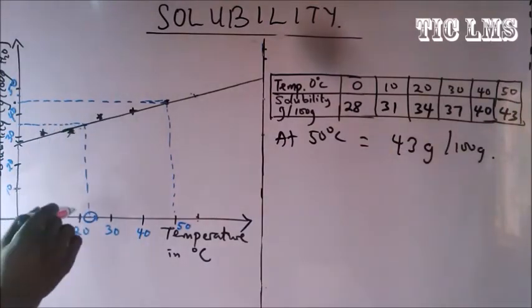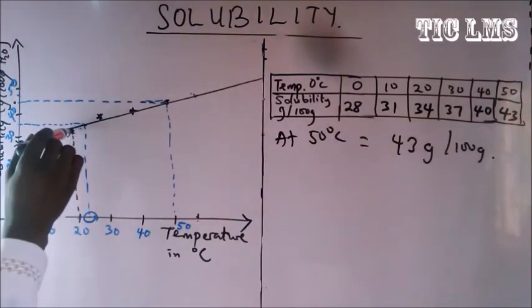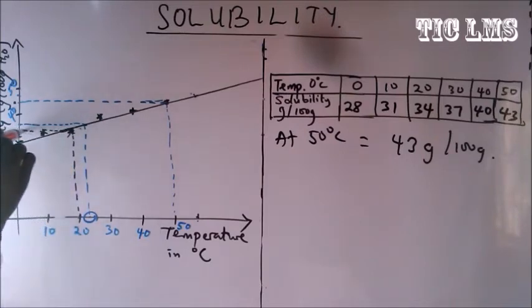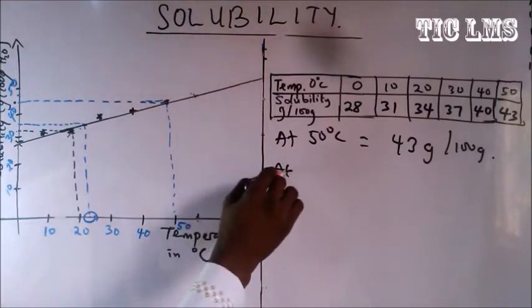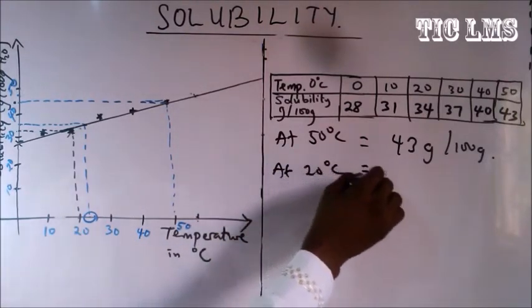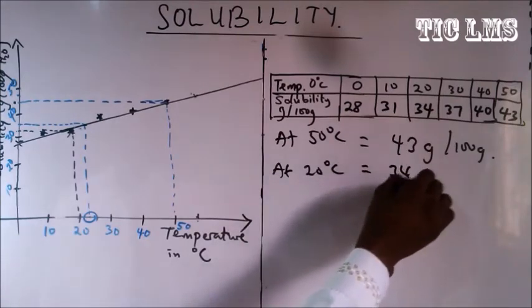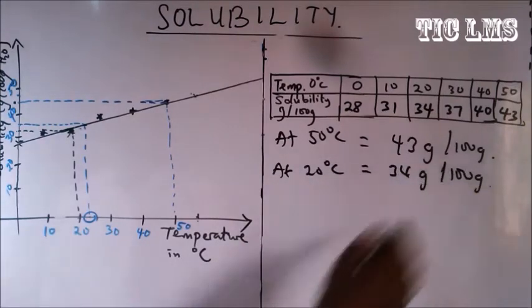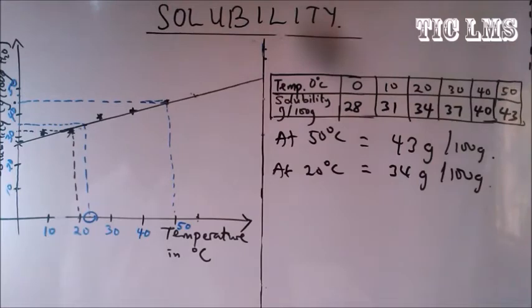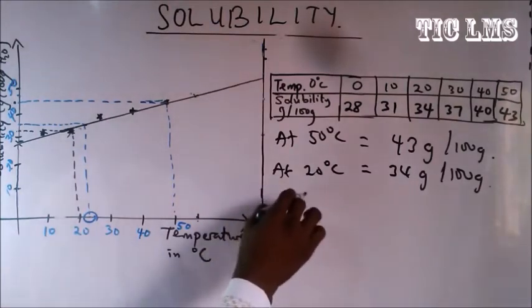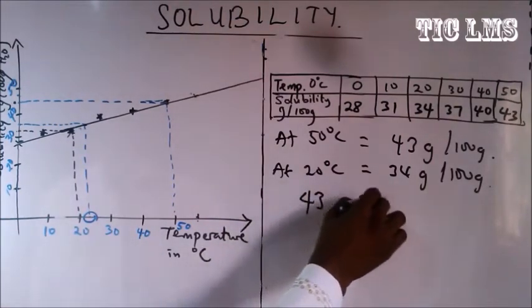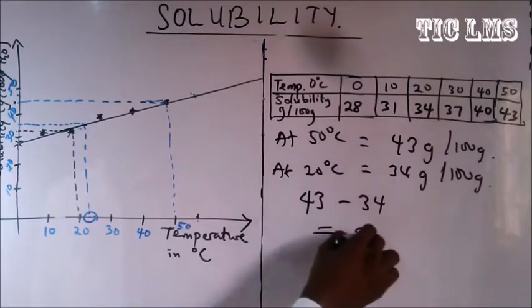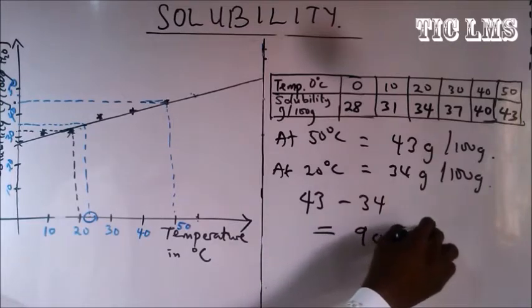Okay, so let's say at 20 degrees Celsius, we'll trace it up and then to the left. When we trace it to the left, we find that at 20 degrees Celsius, we have a mass of 34 gram per 100 gram of the solvent. Hence, the mass of salt that precipitated out will be 43 gram minus 34 gram, and that will give 9 grams of the salt.